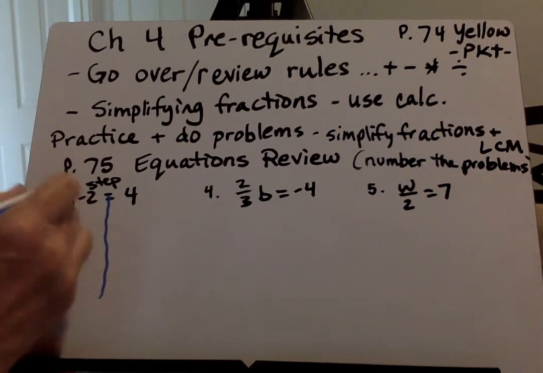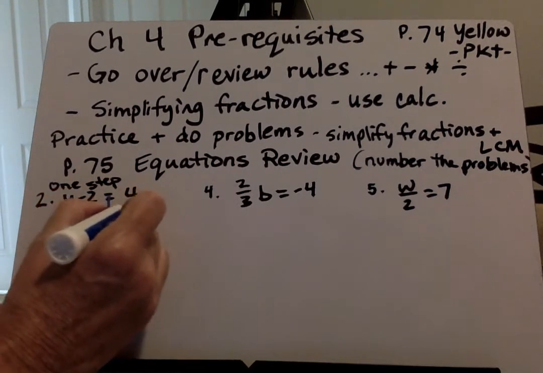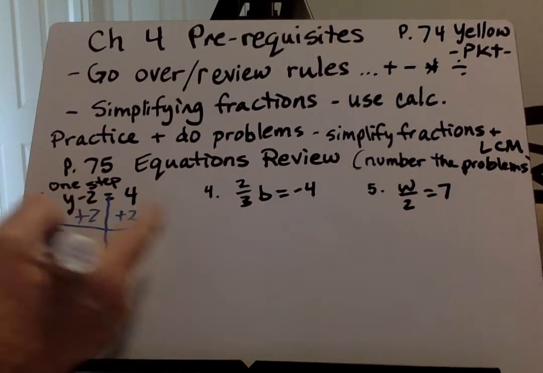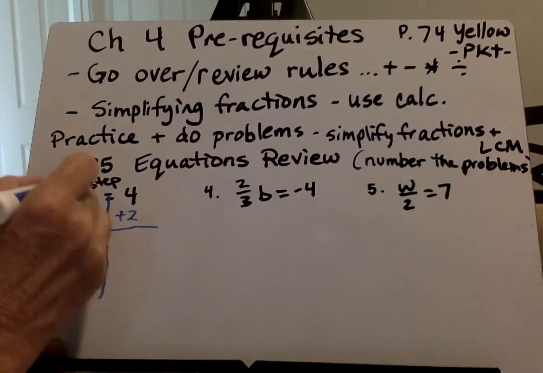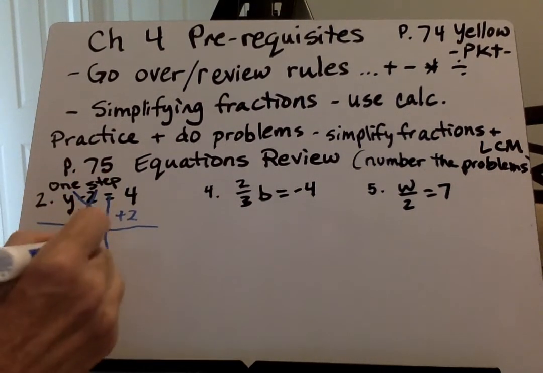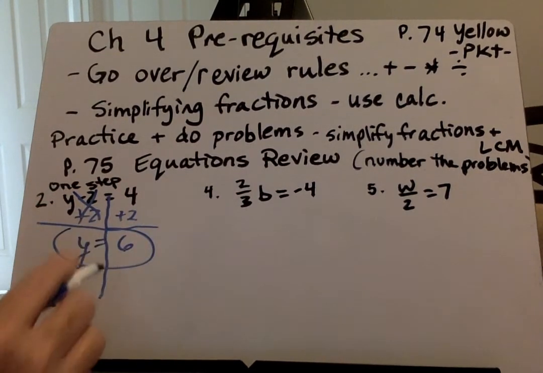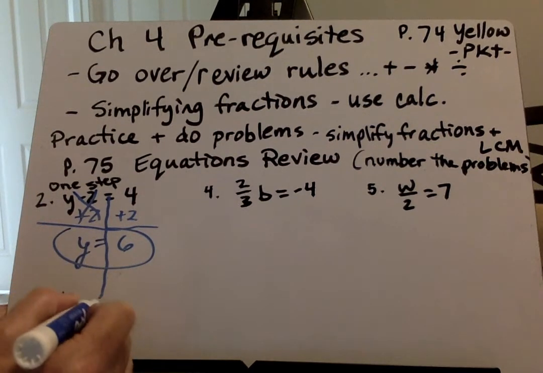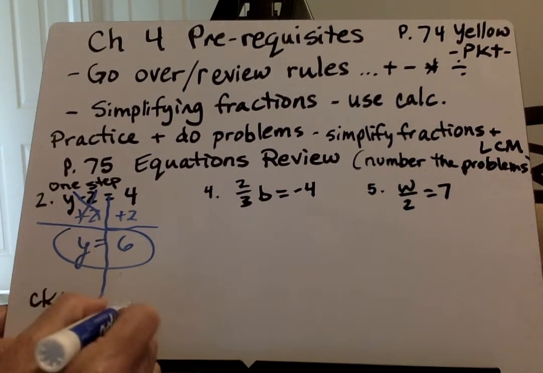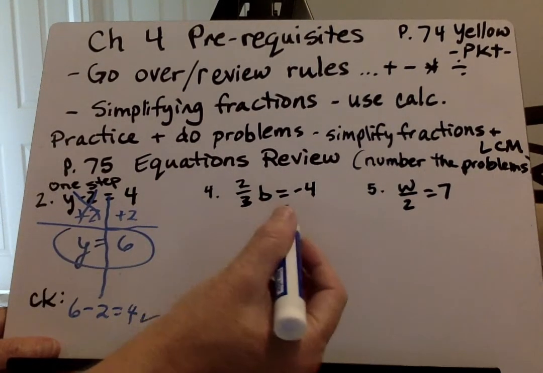Here we're going to solve for y, so we do the inverse operation of minus 2. So I put plus 2 on both sides. Always draw your line this way, so you always have a T. So this will go away, and we get y equals 6. And for checking, we go back to the original problem. We put 6 in for y, and does 6 minus 2 equal 4? And yes, it does, so that checks.